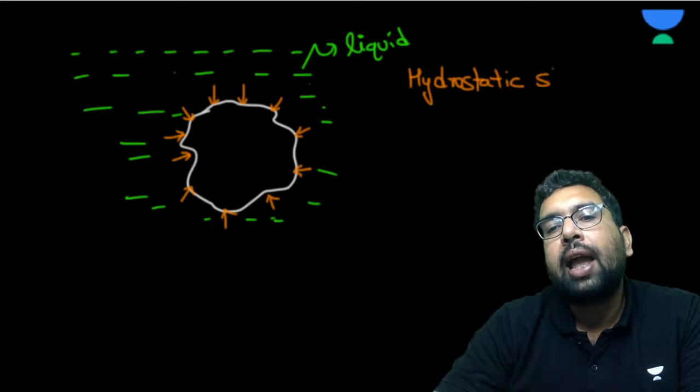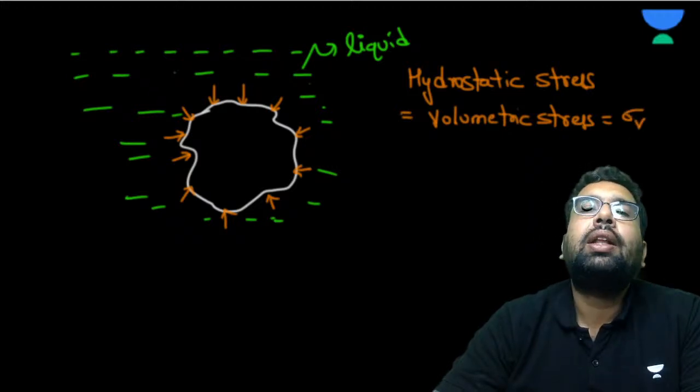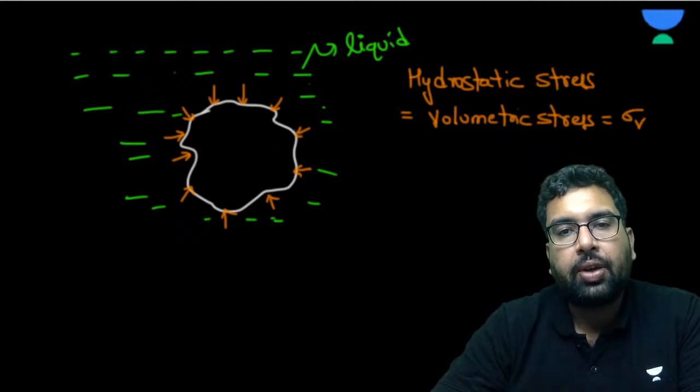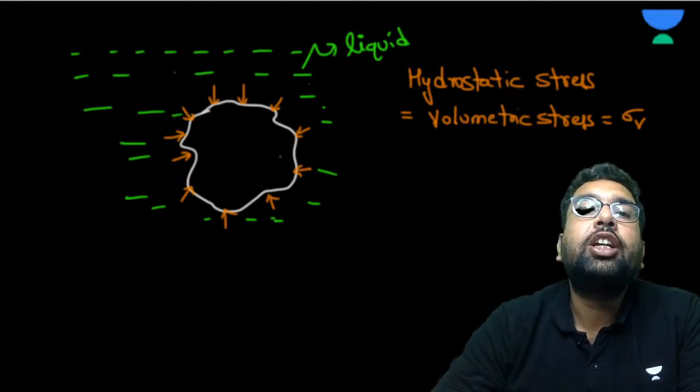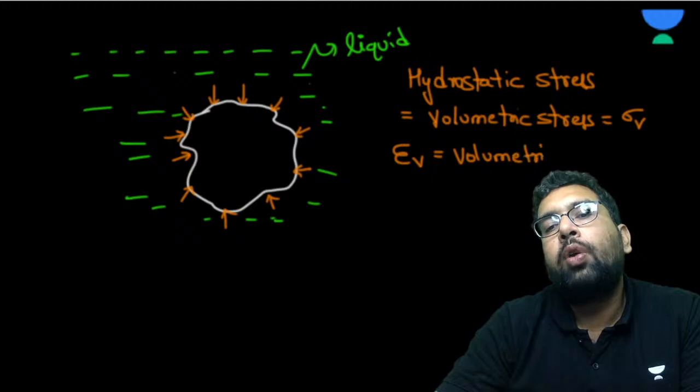Hydrostatic stress is also known as the volumetric stress. When in a three-dimensional body the stress on all the perpendicular faces is the same, we say that the body is subjected to volumetric stress. Due to this it will have some change in its volume, and we call it the volumetric strain.